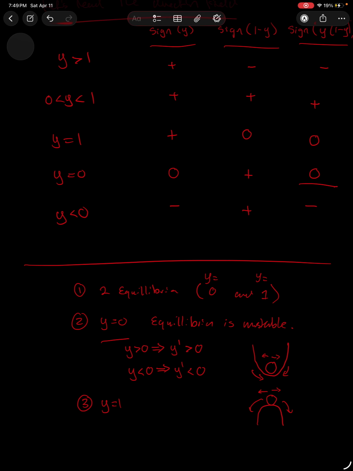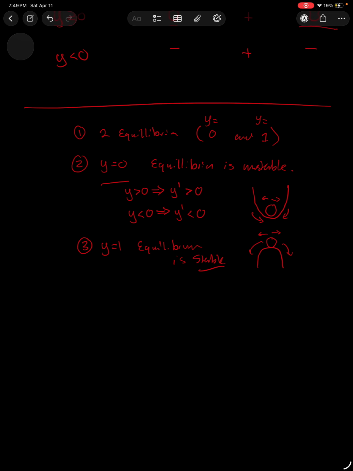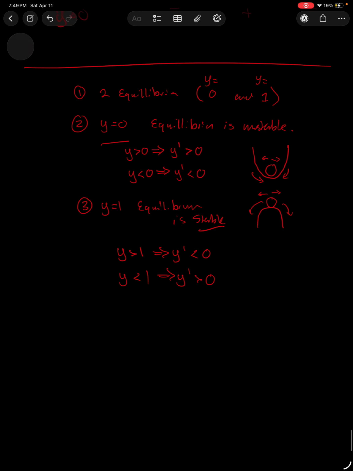The y equals 1 equilibrium, on the other hand, is stable. If y is just above 1, then the sign of the derivative is negative. And if y is just less than 1, then the sign of the derivative is positive. So it's being pushed into that equilibrium.